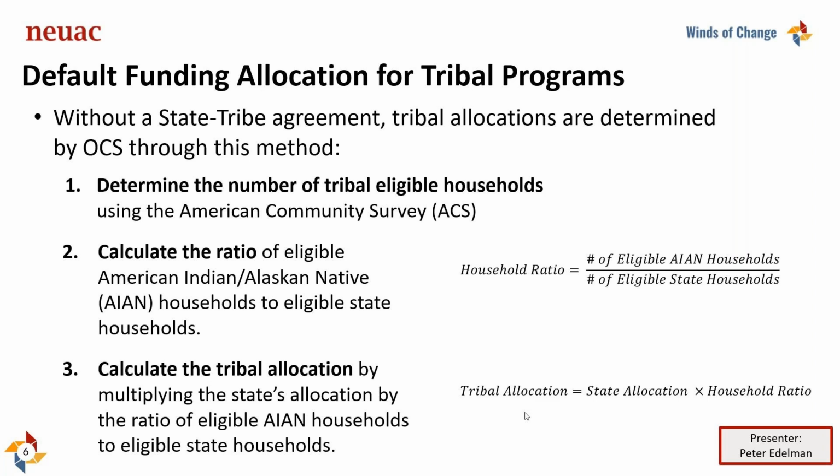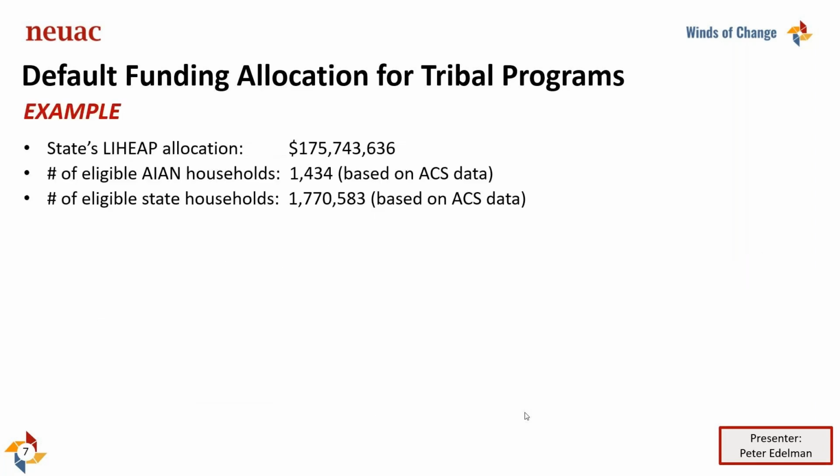To run this method, OCS gets the counts of the tribes and states' households from the Census Bureau in what we call the custom tabulations. It's because they aren't provided more generally to the public. We have to get them. We have to actually purchase them from the Census Bureau. And this is an example of how the default method plays out.